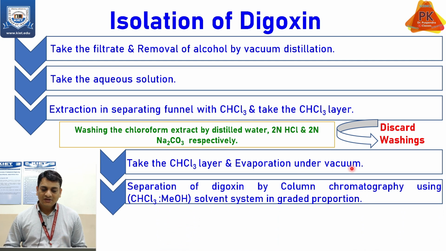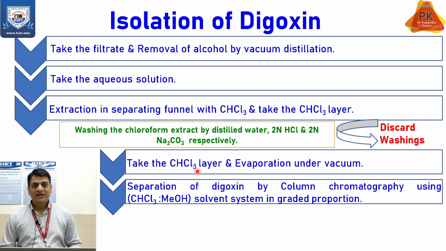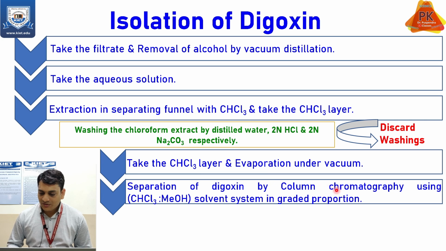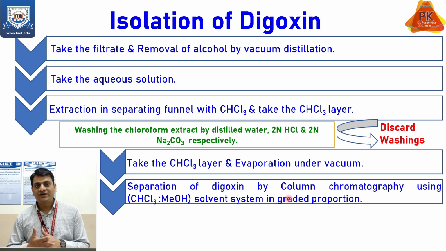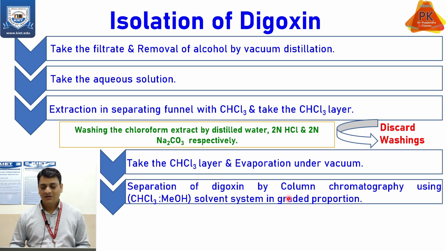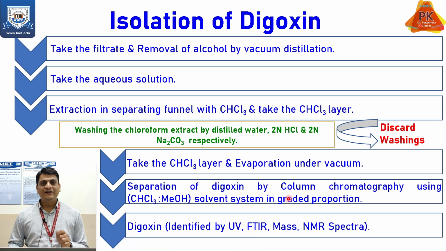In the next step this evaporated, concentrated chloroform layer is put into column chromatography for separation of digoxin. Here we use a particular solvent system, a mixture of chloroform and methanol in graded proportion, meaning we gradually increase the proportion of chloroform and methanol. So finally we get the separated digoxin, which is identified by using suitable spectral methods.